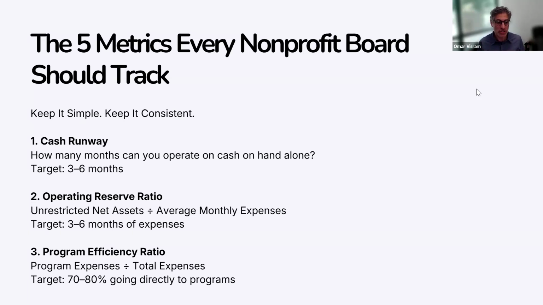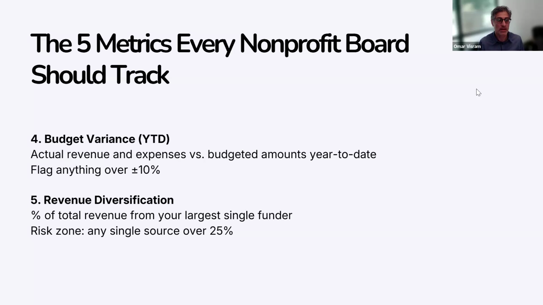And then the program efficiency ratio. So program expenses divided by total expenses. Typically, we see this in the 70 to 80% range going directly to programs, but sometimes, of course, it can be different. 4 is budget variance, so year-to-date budget versus actual, so actual revenues and expenses versus budgeted amounts year-to-date, and flagging variances greater than 10%.